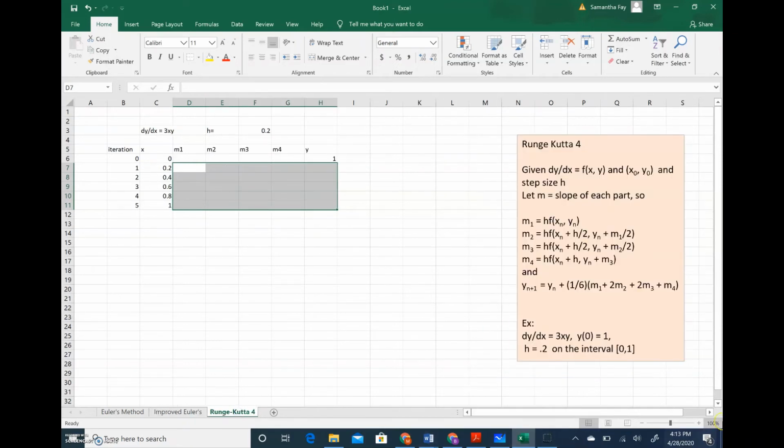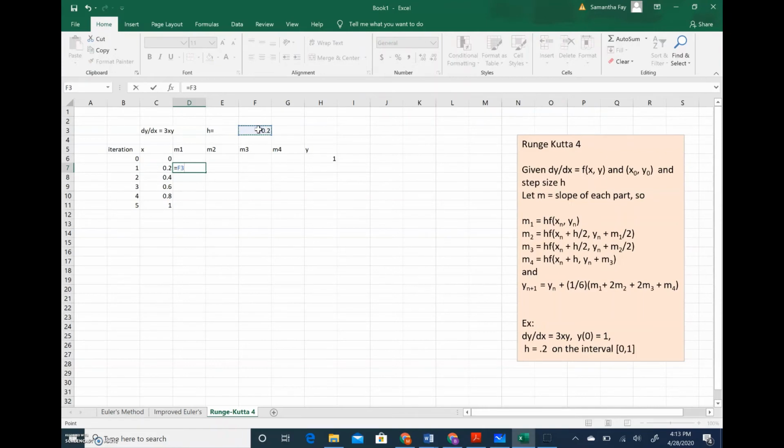So Runge-Kutta 4, I went ahead and I have my derivative there, I have my step there, I did my iteration and my x the same way that I did everything else. Let's start here with my m. So my m starts with an equal sign. I've got my step function that I don't want to change times my derivative. So derivative is 3 times my previous x times my previous y.